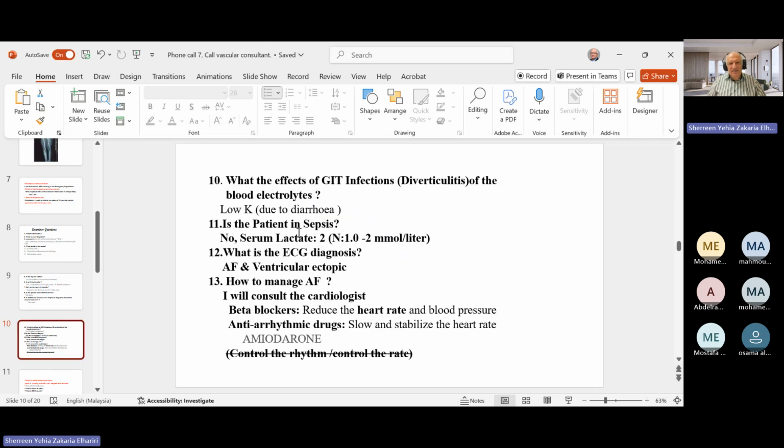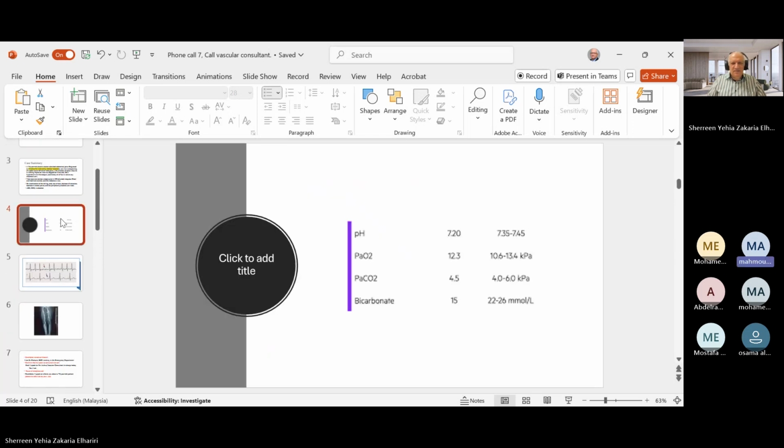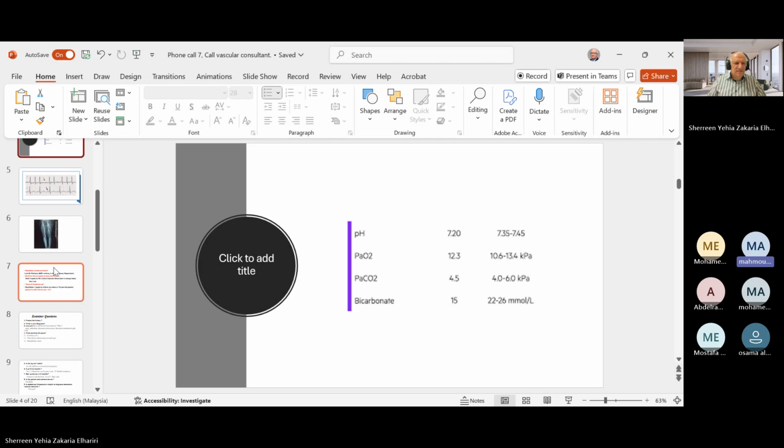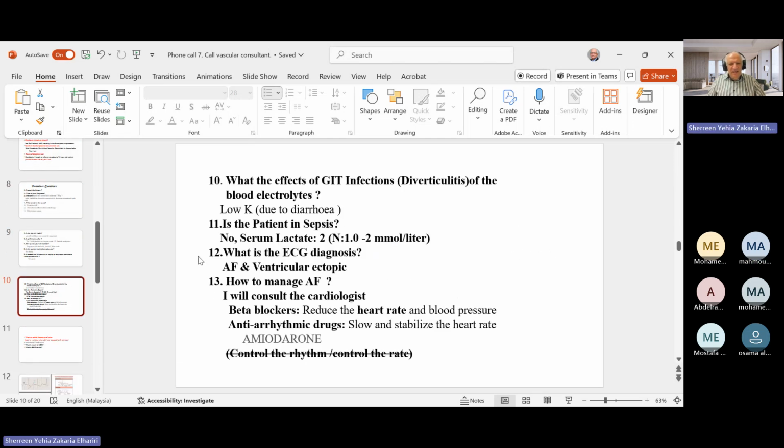Next question. Does this patient have sepsis? Severe sepsis? Okay, according to the files I have, he has no sepsis because the lactate level is within normal. Okay, nowadays lactate is usually the main indicator of sepsis. We didn't use it in the past, but now we do.